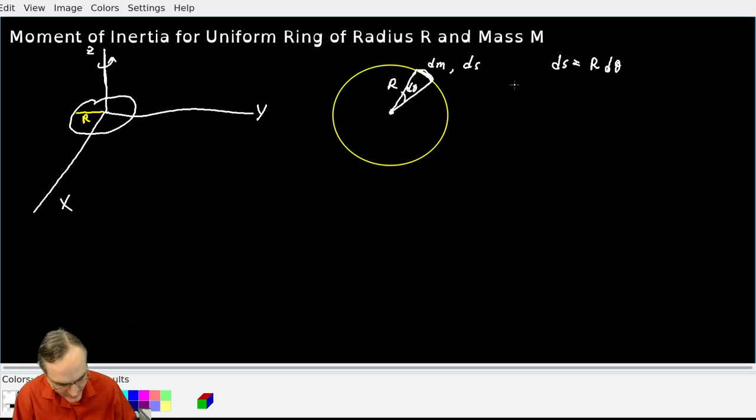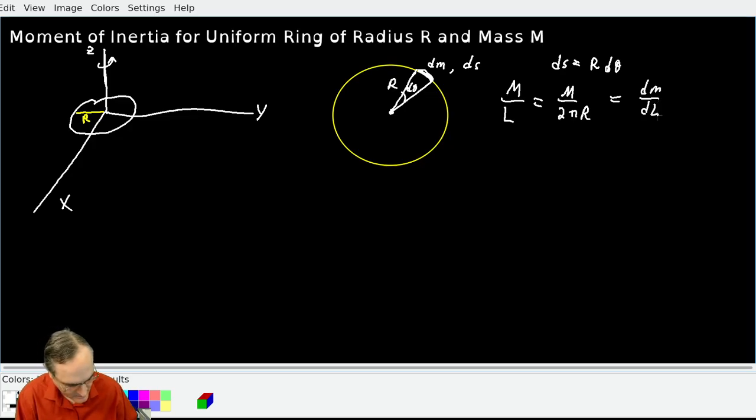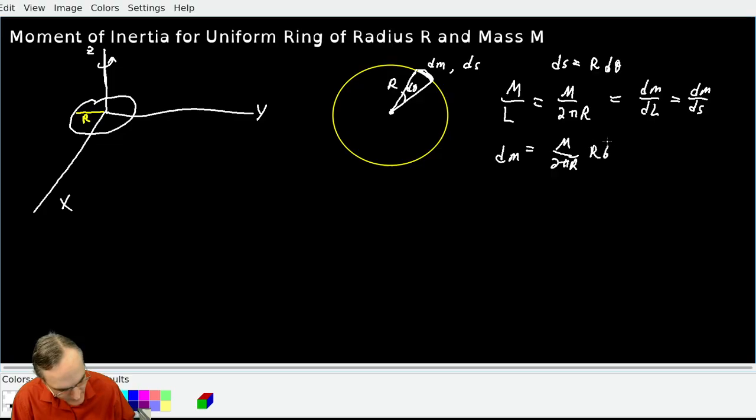Let's see, this is actually a linear problem. So we have m over the total length, which will be mass over 2 pi r, and that will be equal to dm over dl, where that is going to be in our case dm over ds. So dm will be m over 2 pi r times r d theta, or if you cancel out the capital R, m over 2 pi d theta.